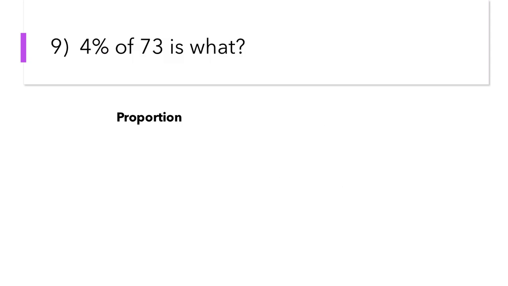All right, we're going to question number 9. Part over whole, percent over 100. What proportion did you set up on this one, Emerson? X over 73 equals 4 over 100. Very good. The part over 73, and then 4 over 100. Very good. How to solve this in whichever method you chose.